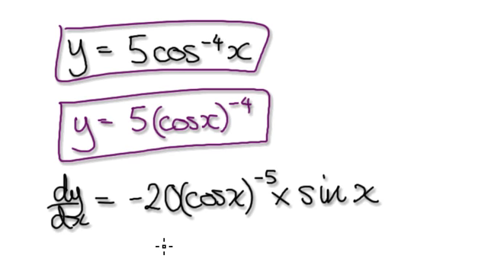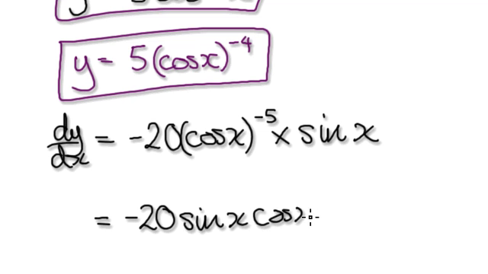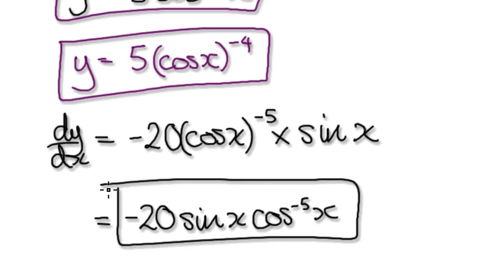Which gives minus sine of x. So your overall answer would be dy by dx equals -20 sine of x cos to the power of -5 of x. Okay, let me just tidy this up. So this here is your final answer.